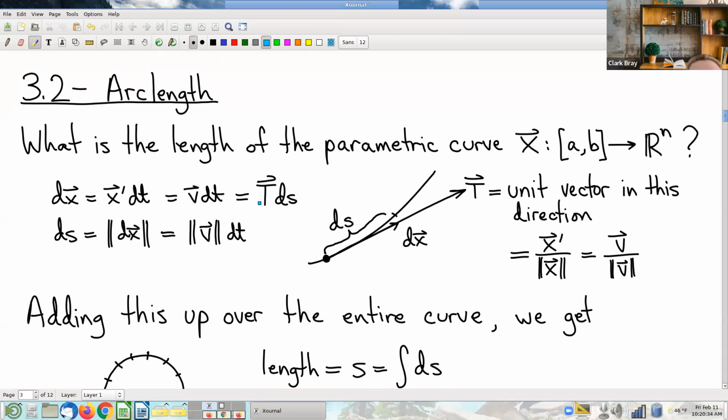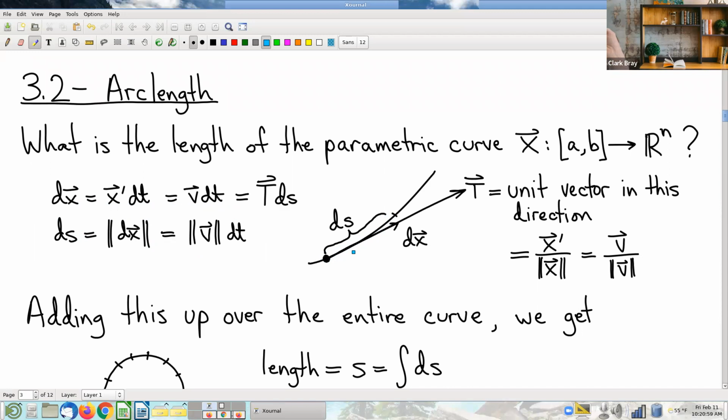Okay, and then of course, what is ds? Well, ds, again, our linear estimate of arc length, and that's going to be the magnitude of that position differential. Okay. All right, easy to compute, of course, as speed times dt.